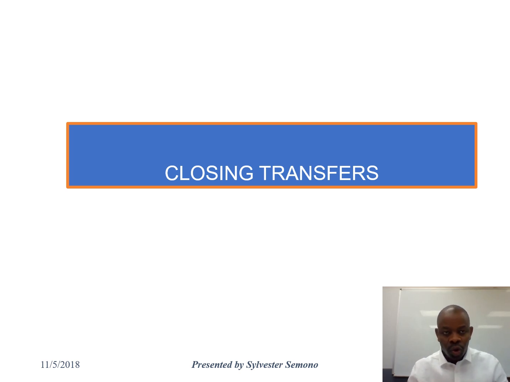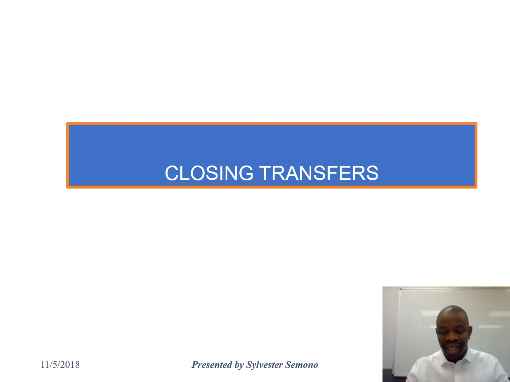I just want us to go through a section which is very important, a section which consists of many marks. That section is called closing transfer. Some books call it final accounts, some books call it the financial year end adjustment. So we will focus on the closing transfer.